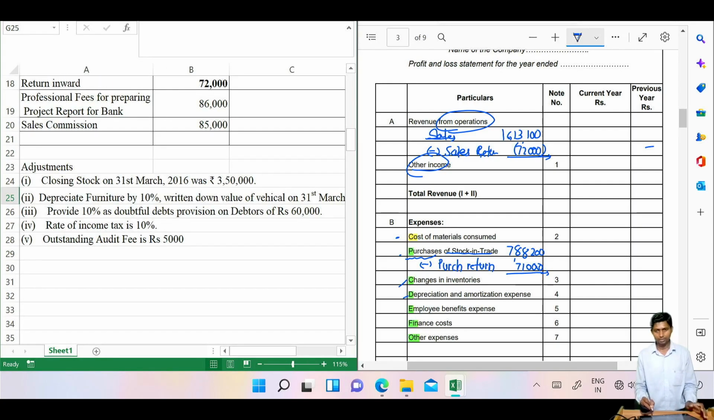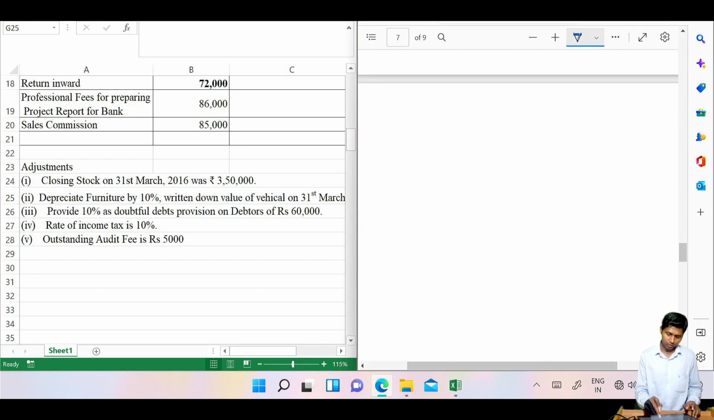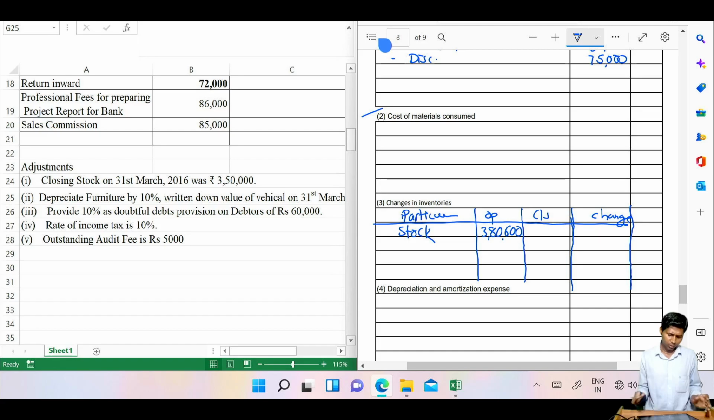Then the adjustments. The first adjustment is closing stock. Closing stock is related to stock, the change in inventory. Only one effect, though there is an adjustment, will be given; it will give no profit and loss. Closing stock, in the closing column, is 3,50,000. And the change you can also calculate: 3,80,600 minus 3,50,000, that is 30,600. Positive change. If negative, then write the negative figure as it is. If positive, write the positive figure. Okay. Over. Then depreciate furniture.